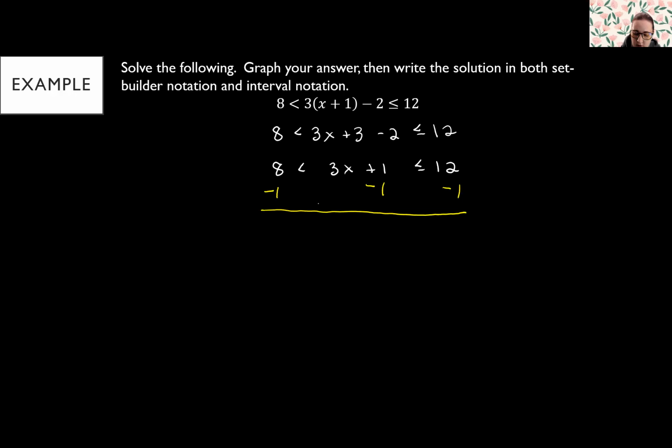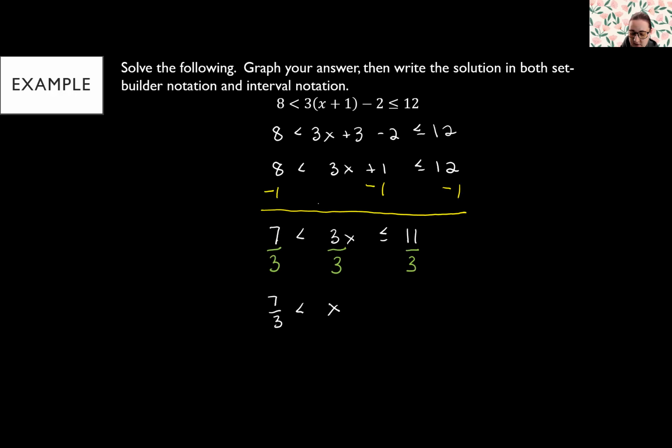So that gives us 8 minus 1 is 7, less than 3x, which is less than or equal to 12 minus 1 is 11. Then we need to get rid of the 3. So we need to divide by 3. So I have to do that to all 3 pieces. We don't change our inequality sign because it's a positive, not a negative that we're dividing by. And then these are just going to leave us fractions because we can't simplify these.